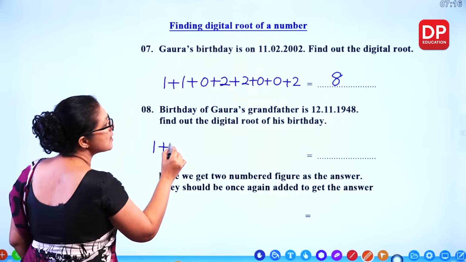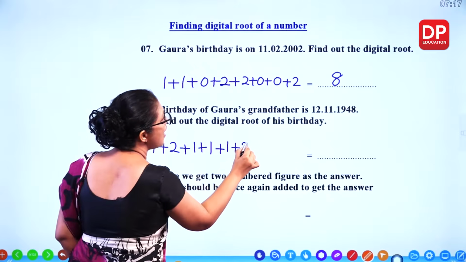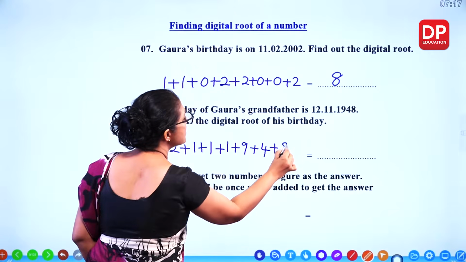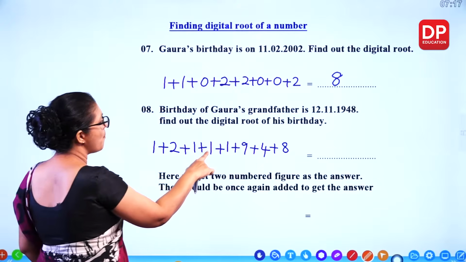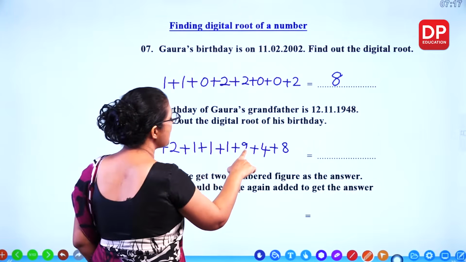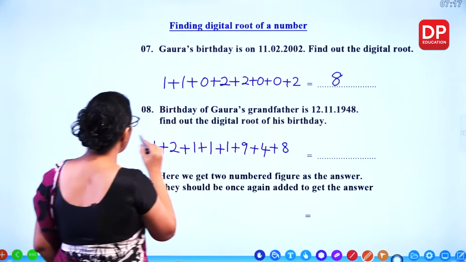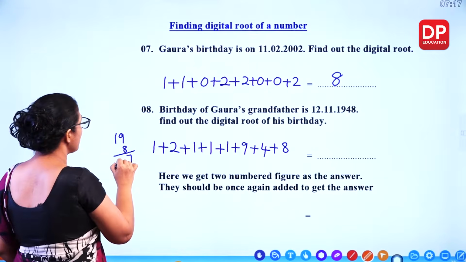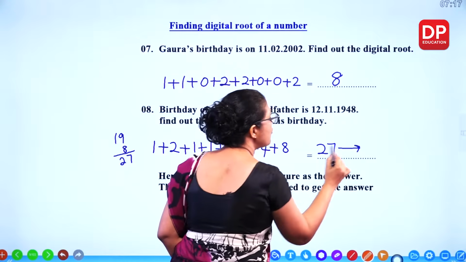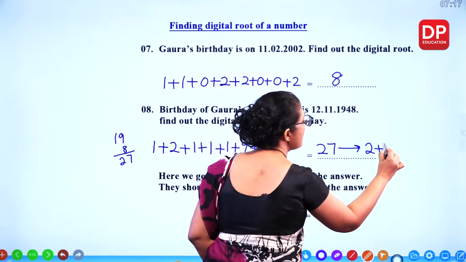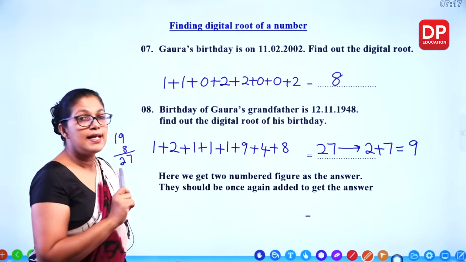So we'll add all the digits. 1 plus 2 plus 1 plus 1 plus 1, 9, 4, 8. So 1 plus 2, 3. 3 plus 1, 4. 4 plus 1, 5. 5 plus 1, 6. 6 plus 9, 15. 15 plus 4, 19. 19 plus 8, 27. Now you get a 2-digit number. So again you have to add these 2 digits. 2 plus 7, you get 9. So Gaura's grandfather's lucky number is 9.